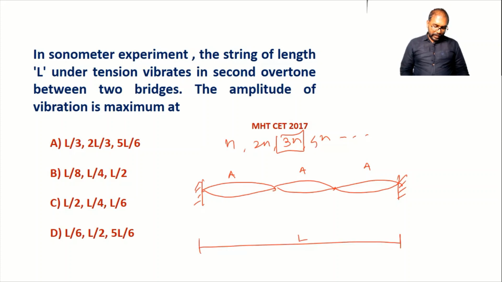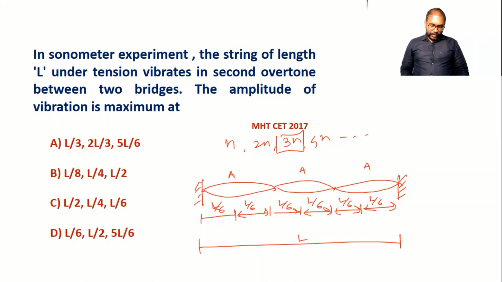So I have to find out the length up to this. If I divide this length into 6 parts, 3 loops, so 6 parts, every part is L by 6. So this is L by 6, L by 6, L by 6, L by 6, L by 6, L by 6, and the total is L. Now here the first maximum is at this distance, which means L by 6. So this distance is L by 6.